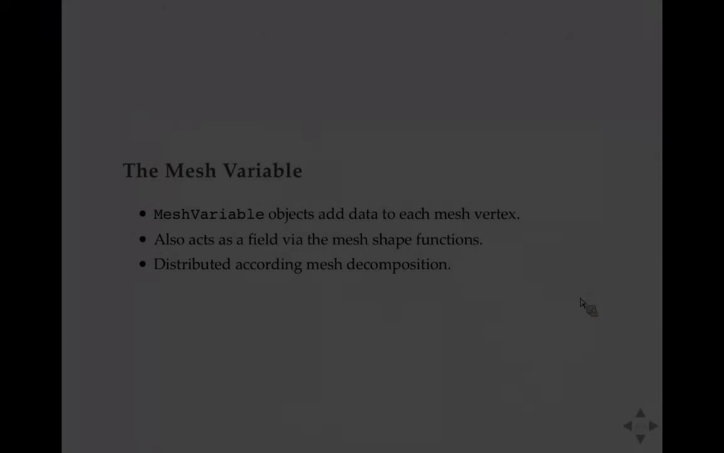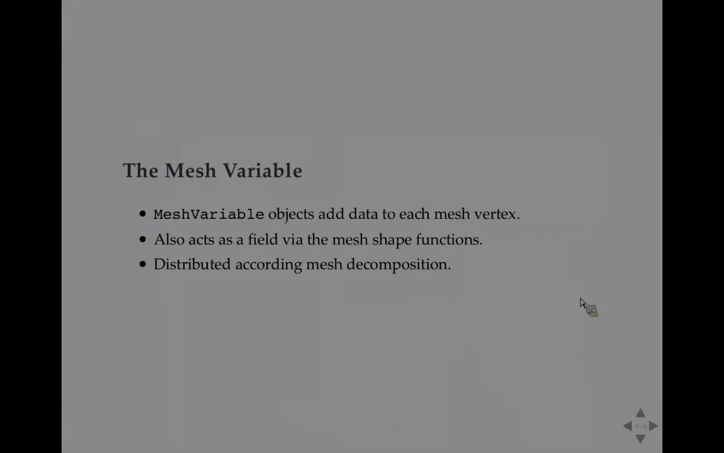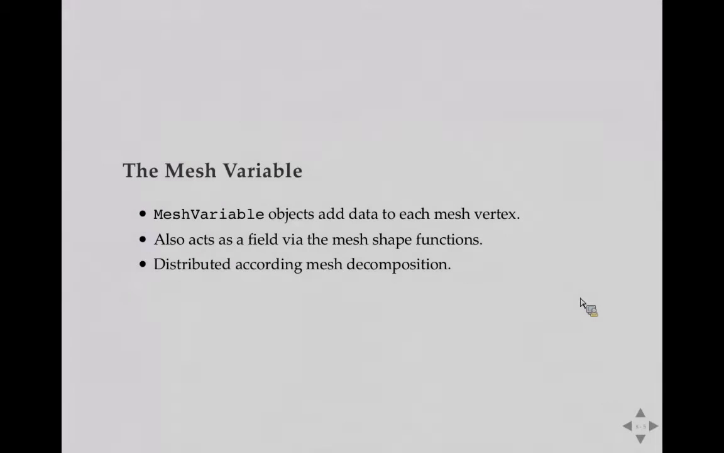Okay, so once you've got a mesh, you're going to want to add a mesh variable. A mesh variable all it does is add a data point onto each vertex of the mesh. It can be a scalar data point, or it can be a vector if you want to represent a velocity field, so a scalar might be a temperature or a pressure. And the point about mesh variables is they also act as a field, in the sense that you can ask your mesh variable for a value at any arbitrary position in the domain, and via the interpolation functions it will give you a result based on the neighbouring nodes.